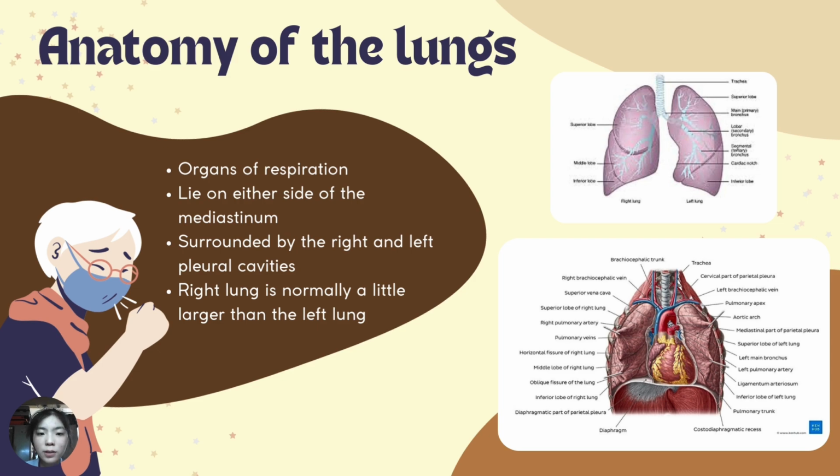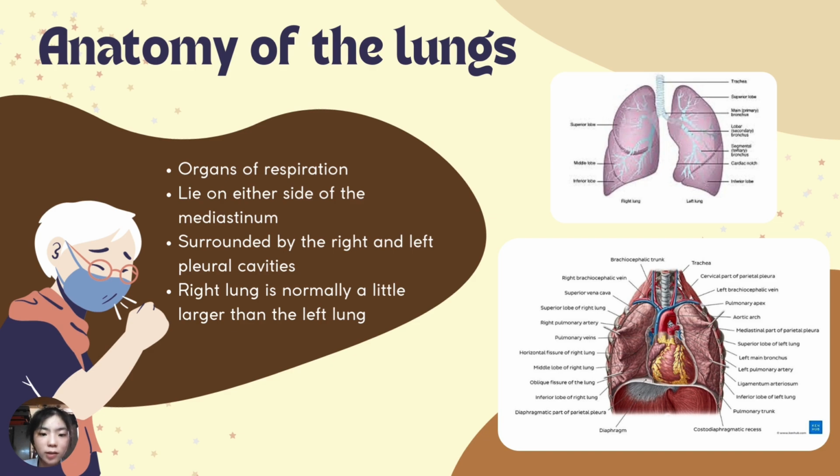Now let's move on to the anatomy of the lungs. The lung is an organ of respiration which lies on either side of the mediastinum. The mediastinum is a thick midline partition that extends from the sternum anteriorly to the thoracic vertebra posteriorly, and from the superior thoracic aperture to the inferior thoracic aperture.